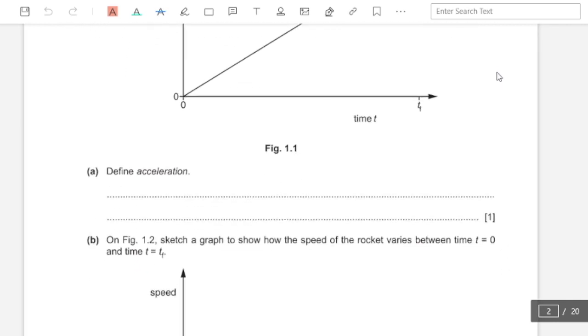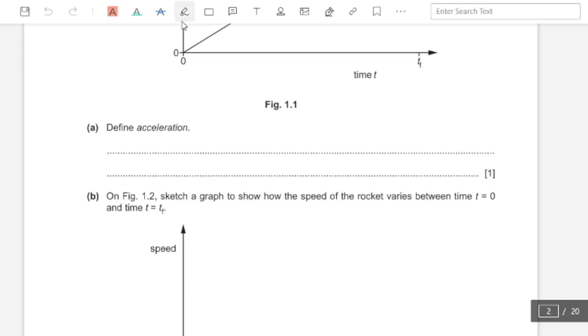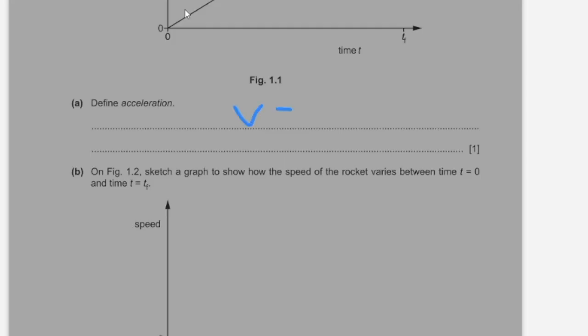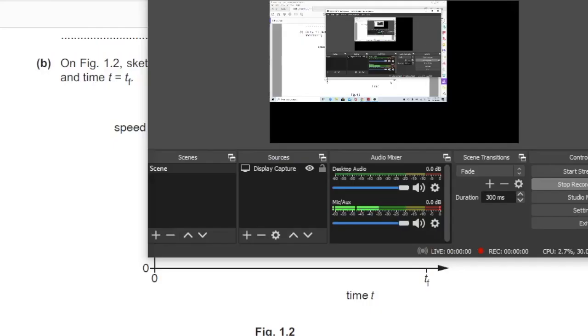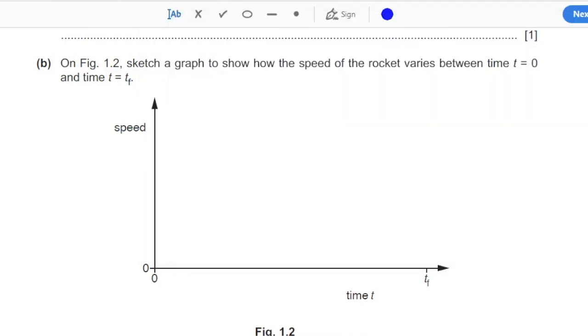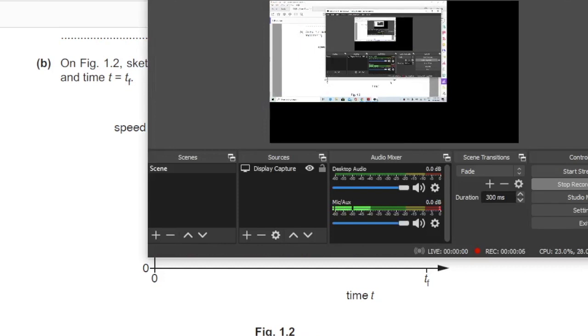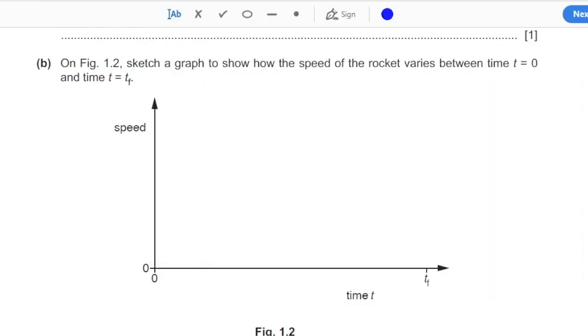Alright, A, define acceleration. So we simply write the formula of acceleration over here, which is v minus u divided by t. Part B, on figure 1.2, sketch a graph to show how the speed of the rocket varies between time equals 0 and time equals tf.